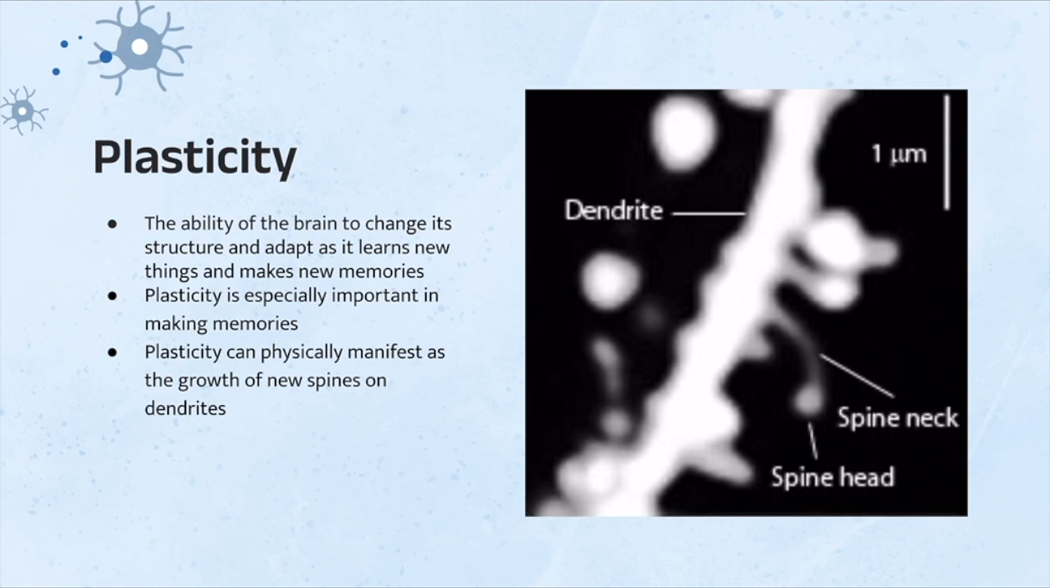Sometimes these changes, plasticity, can manifest physically as the growth of new spines on dendrites. If you look on the picture at the right, you can see little things poking out on the side of the dendrite. They're called spines. These spines are like branches on dendrites that are reaching out for more connections. And an increase in the number of spines means more locations for neurotransmitters to bind to receptors, therefore strengthening connections.